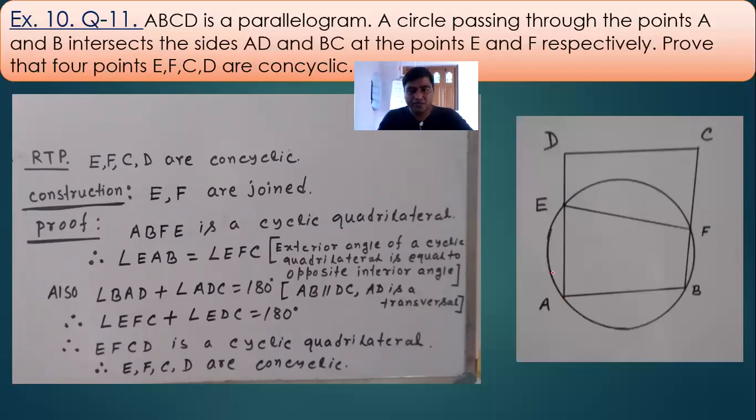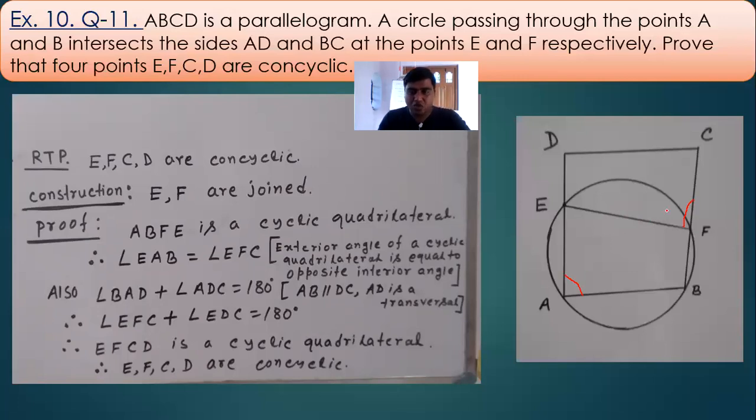So angle, and the side BF is extended to C. So this exterior angle is formed, and this exterior angle equals the interior opposite angle. This is the interior opposite angle. So therefore, angle EAB equals angle EFC.